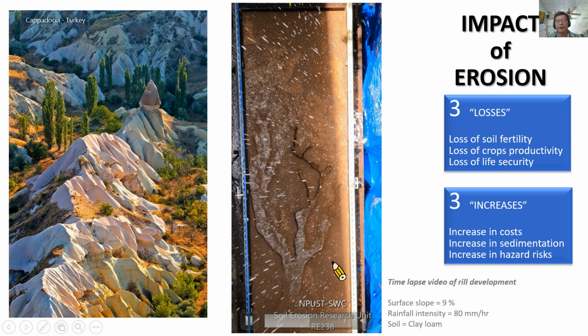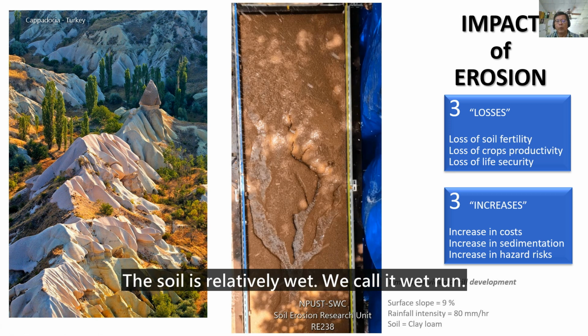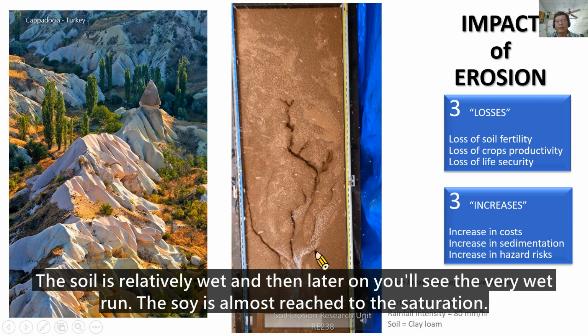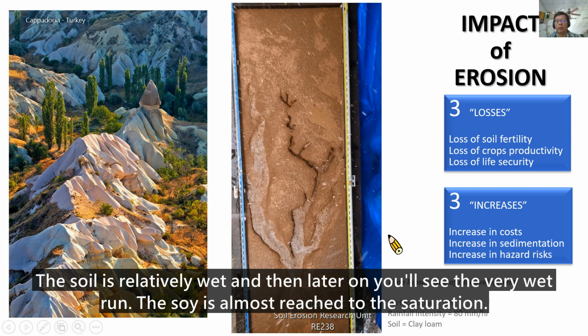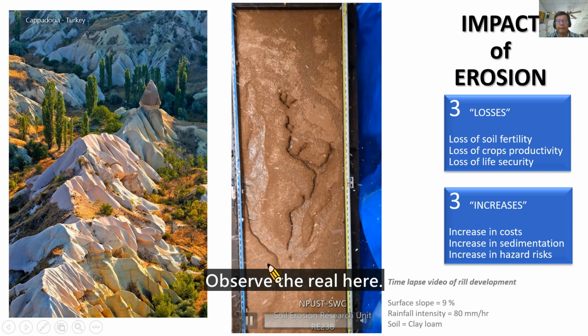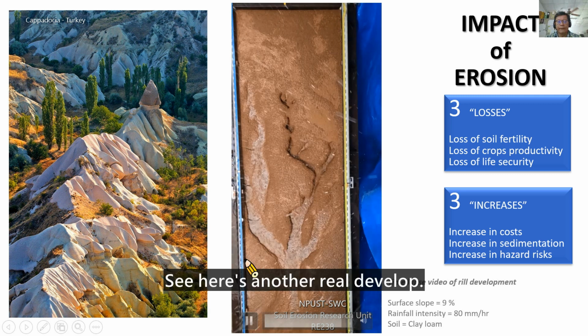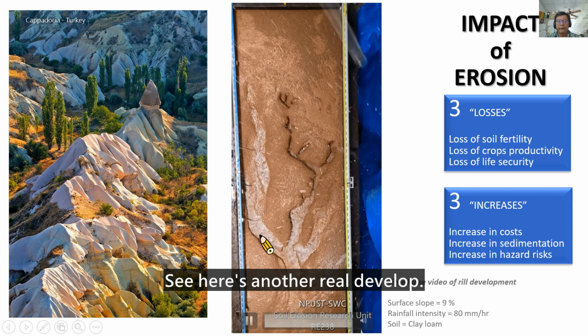This is the second stage. The soil is relatively wet. We call it the wet run. And then later on you'll see the very wet run. The soil has almost reached saturation. Observe the rill here. See? Here's another rill developing.